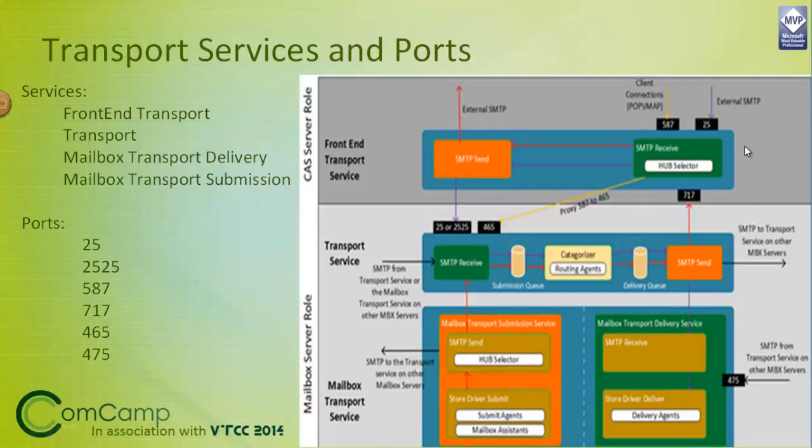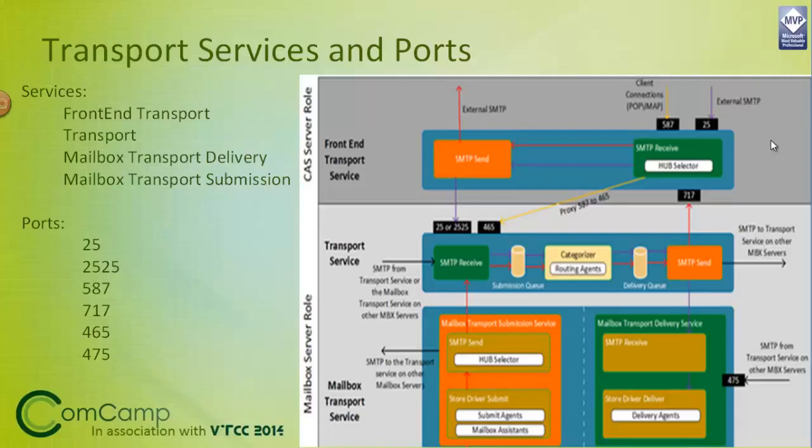Transport service receives messages on ports 25 and 465. When CAS and mailbox are on the same server, the transport service uses port 2525 to receive mail from CAS, or to receive email from external clients or CAS or from any other SMTP server. Port 465 receives the email which came on port 587 on the front-end transport service on the CAS server. Port 465 also receives email from the mailbox transport submission service. Interesting.